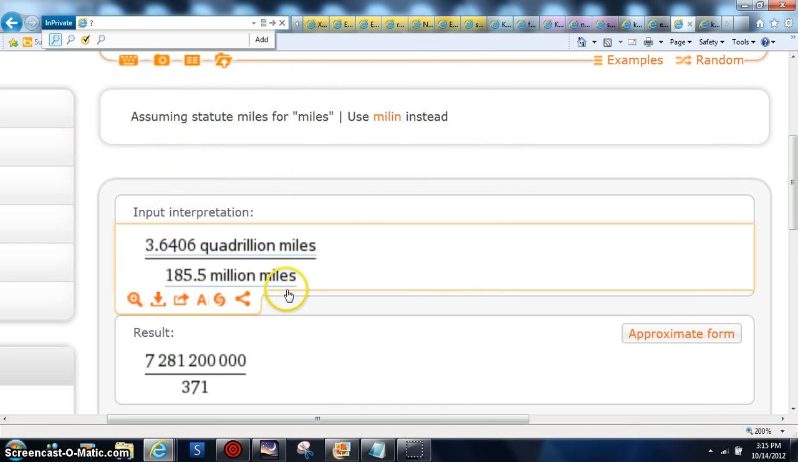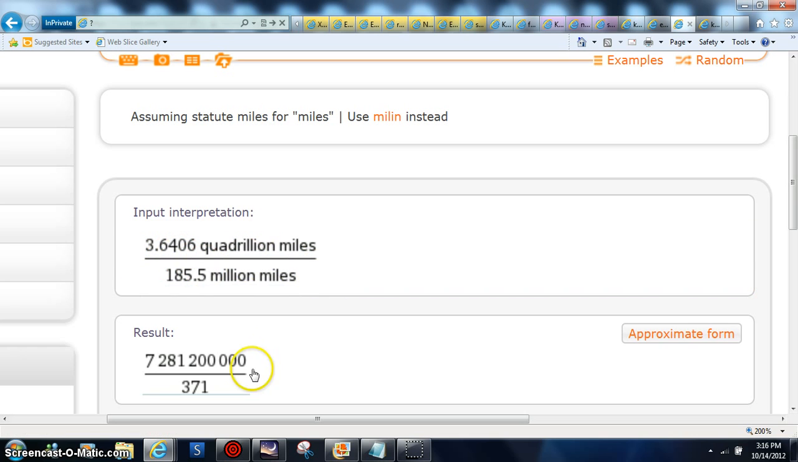Okay, basically, the distance from Mars is 185.5 million miles from Earth, okay? Kepler-22b, that known to be second Earth planet, is 3.6406 quadrillion miles, okay? Basically, it would take 371 plus half years. So basically, you'd have to divide 371 in half, and that's how long it would probably take known technology now to get to Kepler from Earth.